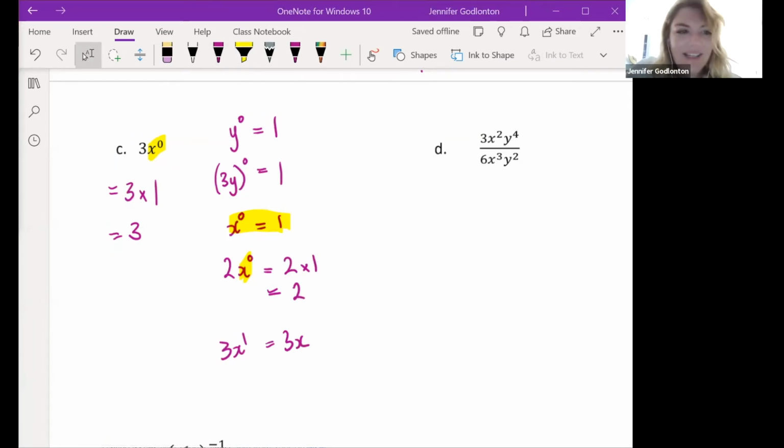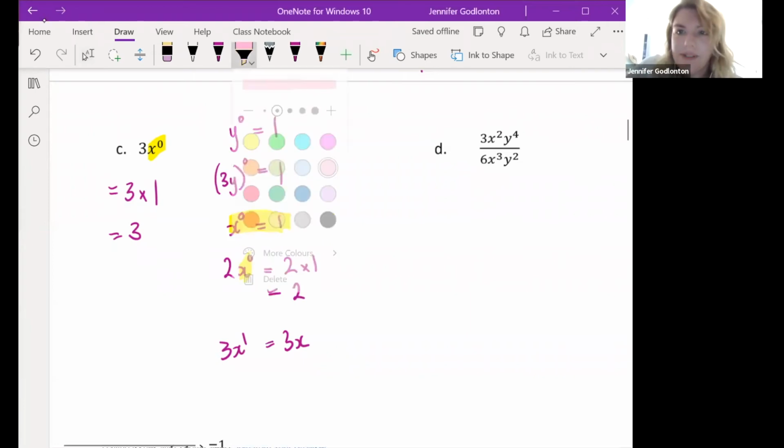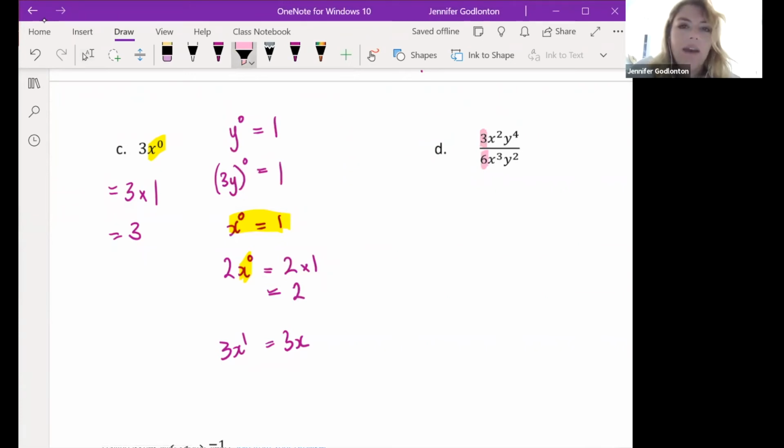Okay, so let's have a look at D for those of you who are working with D over here. Again, we're going to work with it in the 2 different things. So we're going to do signs, numbers, variables. Signs, they're both positive, so we don't need to stress. So now let's look at our numbers. We've got this 3 over here and we've got a 6 at the bottom. If you really struggle with fractions, you can always put it into your calculator and just write it as a fraction, 3 over 6, and push equals, and it will simplify it for you.